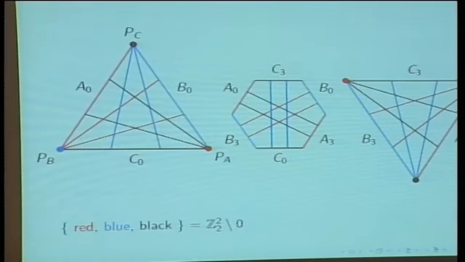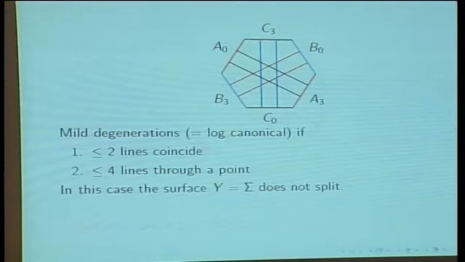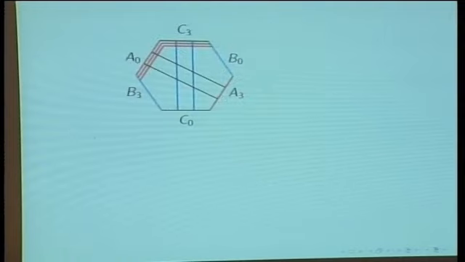And what I'll show you is that there are some mild degenerations when two lines come together, that still look canonical, or four lines go through a point, that still look canonical. And then some serious stuff happens. So this is the first serious case, when three lines try to coincide. That does not look canonical with coefficient 1/2, because 3/2 is bigger than 1. And so something has to happen.